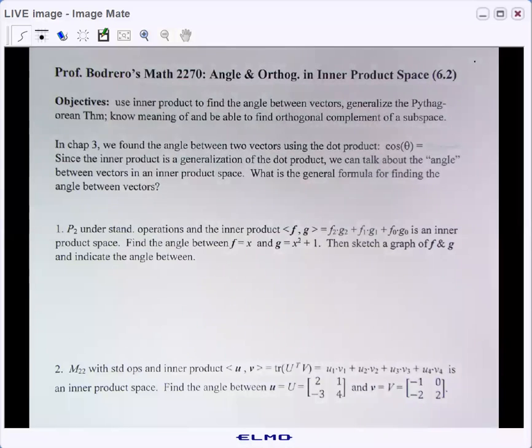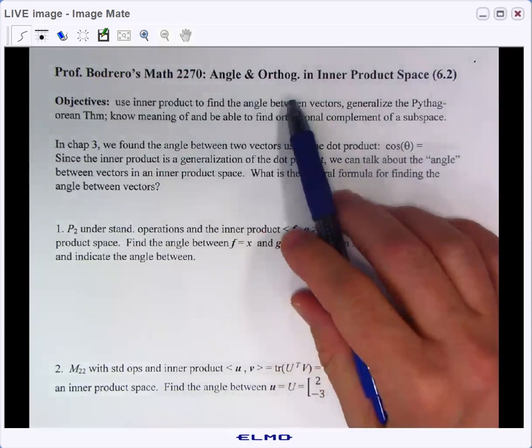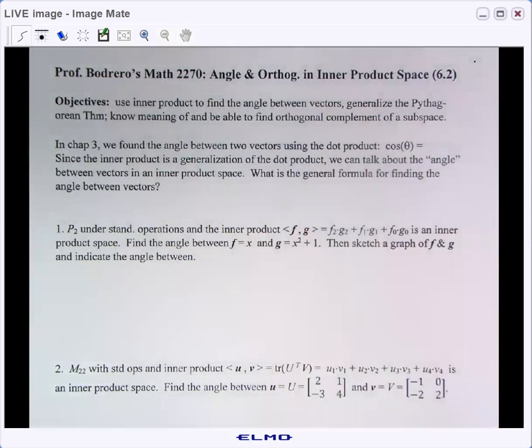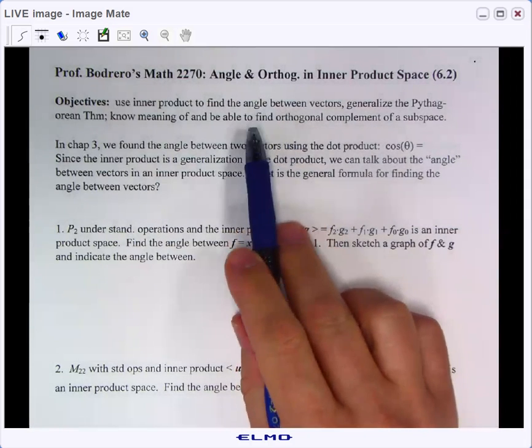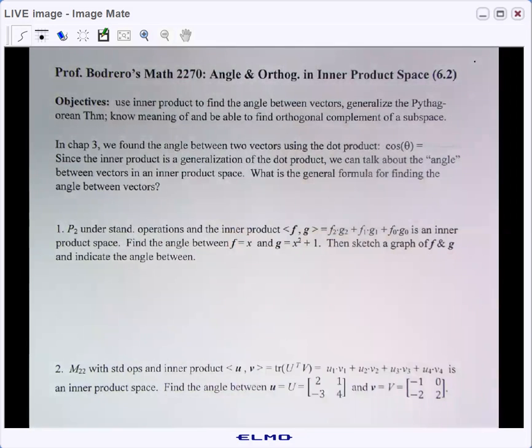Now that we've got an inner product to measure length, we can talk about angles and orthogonality in an inner product space. So we'll talk about finding the angles between vectors, we'll generalize the Pythagorean theorem, and then we'll talk about orthogonal complements of a subspace.